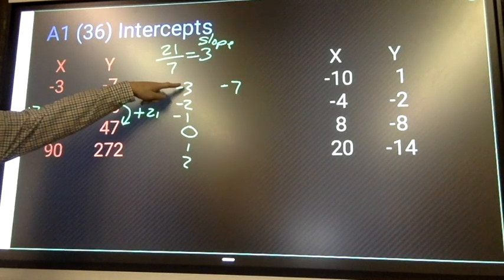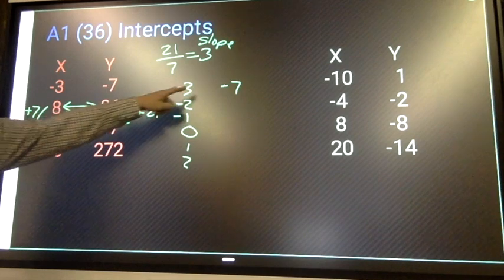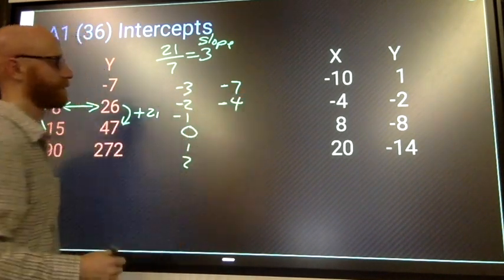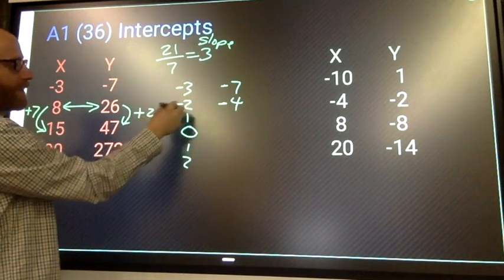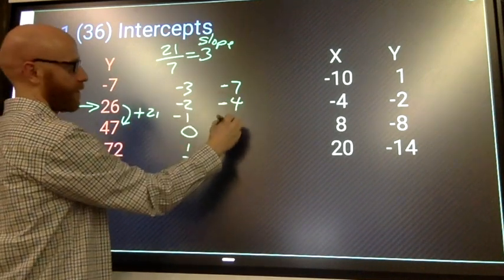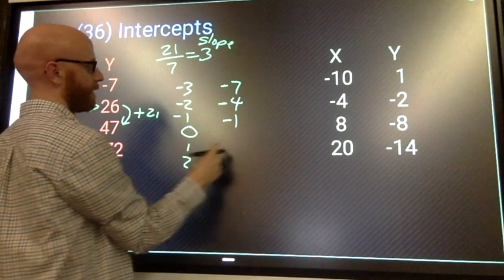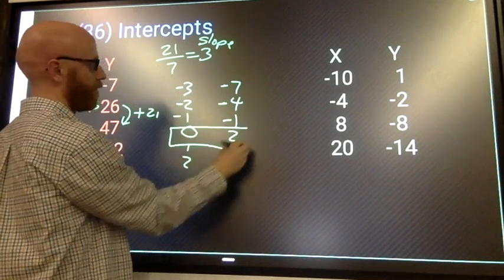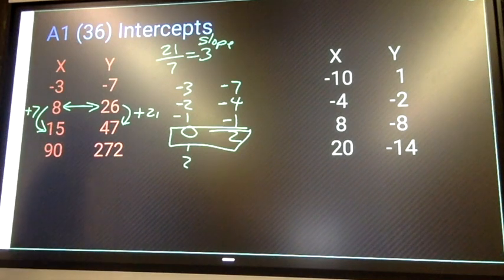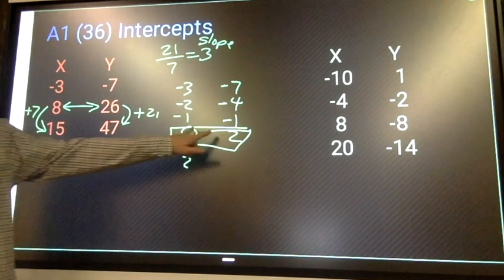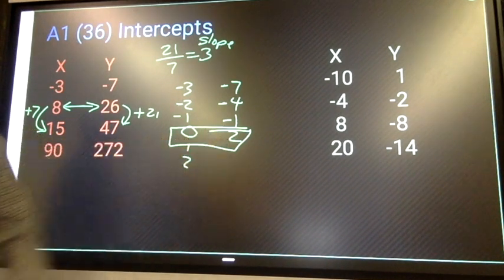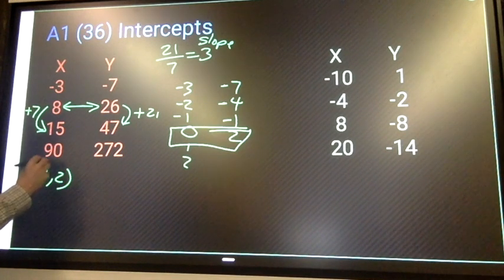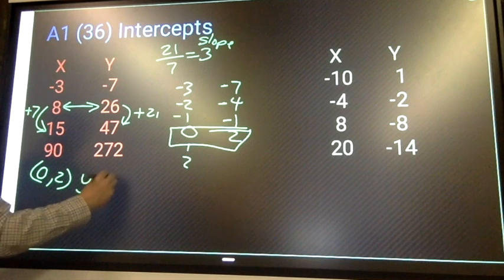Since my slope is 3, when I move up 1 in x, I move up 3 in y. So we'll be at -4 there. All right. Plus 1 here is plus 3 in y. Plus 1 here, plus 3 in y. Okay? And I will arrive just by counting at 0, 2. So 0, 2 would be my y-intercept.